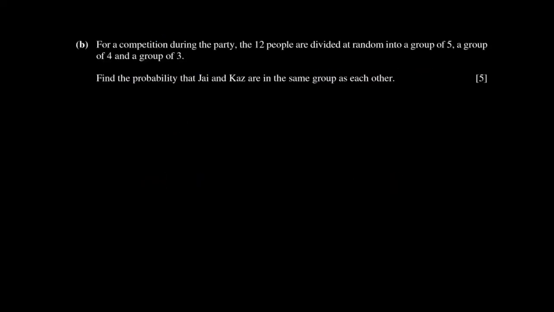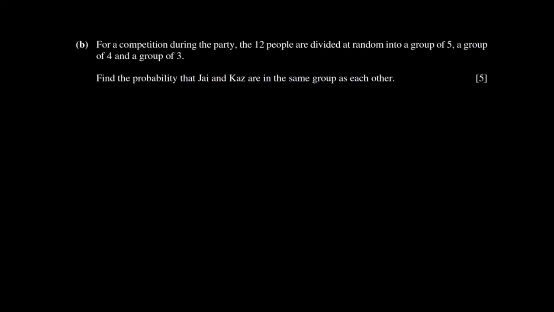Okay, so part B of our combinations permutation style question. For a competition during the party, the 12 people are divided at random into a group of 5, a group of 4, and a group of 3. Find the probability that J and Kai are in the same group as each other. Okay, well, basically here we've got 3 different situations to consider, where J and Kai are either in the group of 5, or in the group of 4, or in the group of 3.